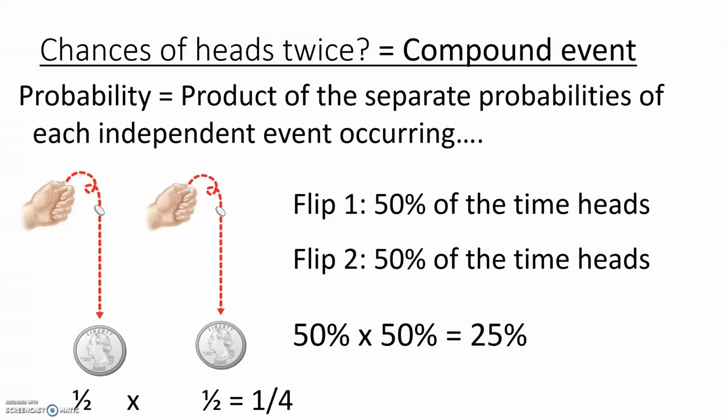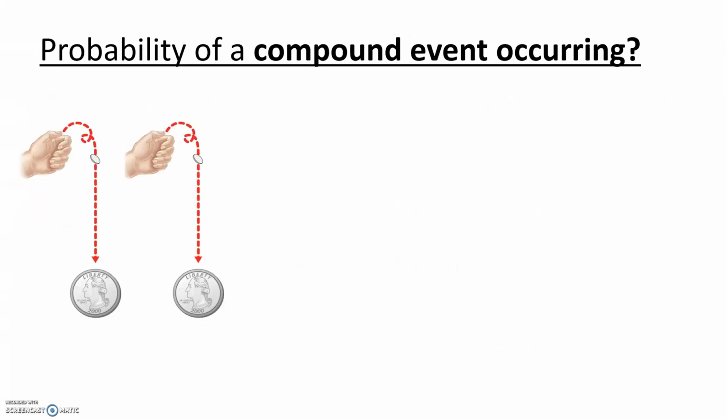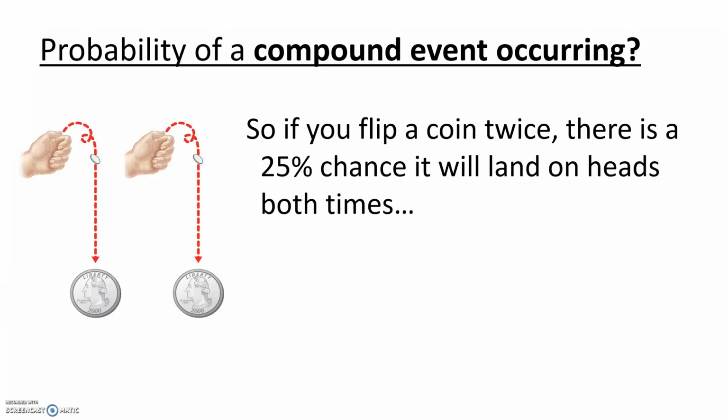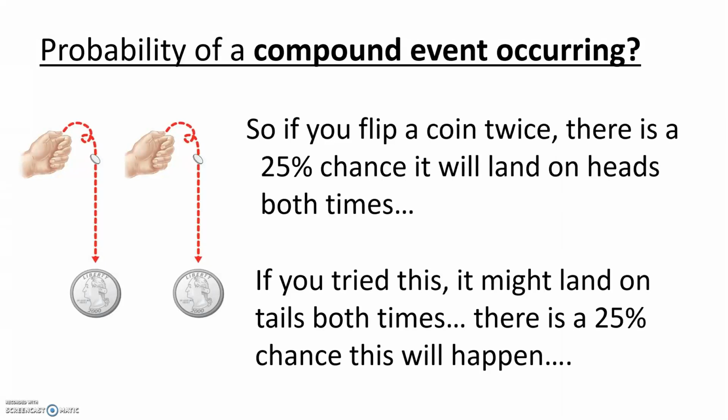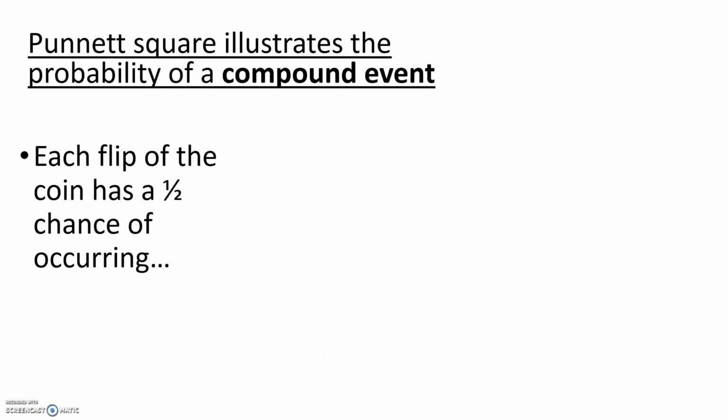We can also use fractions, with 1/2 times 1/2 giving us 1/4. So 1 out of every 4 times we would expect to get 2 heads. When we take a look at this probability of a compound event occurring, there is a 25% chance that it lands on heads both times. And if you tried it, there is a chance that it might land on tails both times. That is another compound event. So the probability of that occurring is going to be 1/2 times 1/2, or 25% of the time that you would get tails when you flip that coin twice.